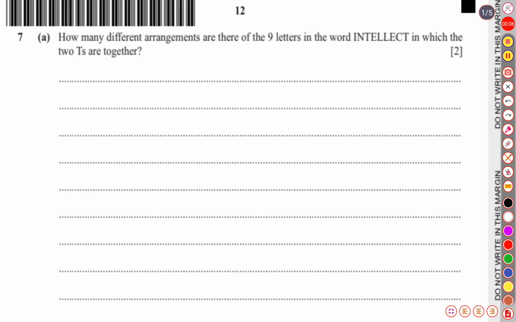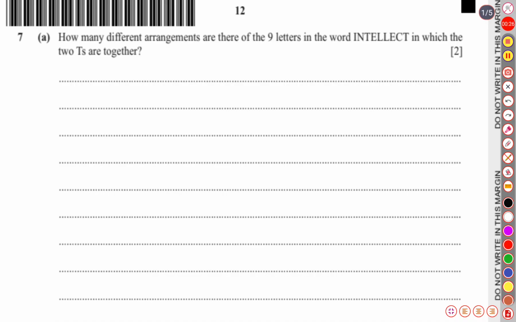Today we are going to solve a question from Probability and Statistics 1. This particular question belongs to paper 9709/41 for the session October November 24. Let's solve question number 7 and start reading the question.